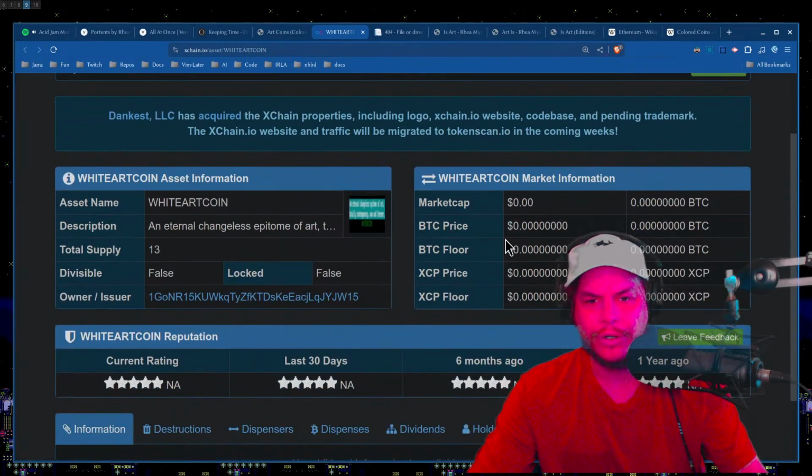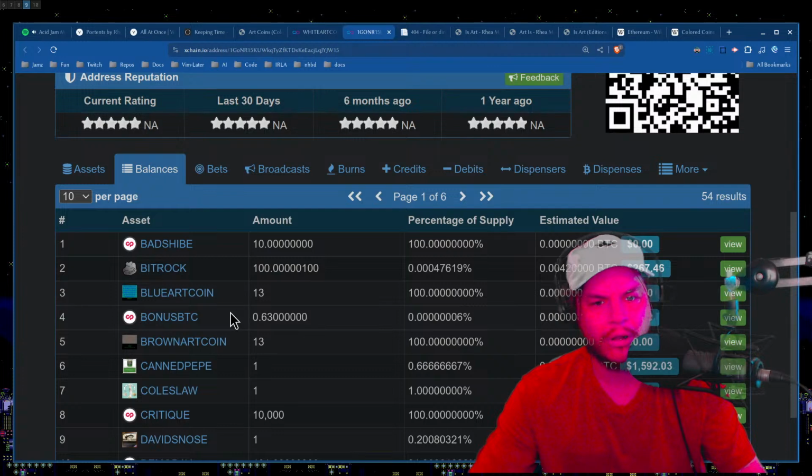Market cap's not looking good right now. Not looking good, but it's okay. We'll get there. Okay. Divisible, locked, false, etc. Owner, issuer here. This issuer should have all this various art here.